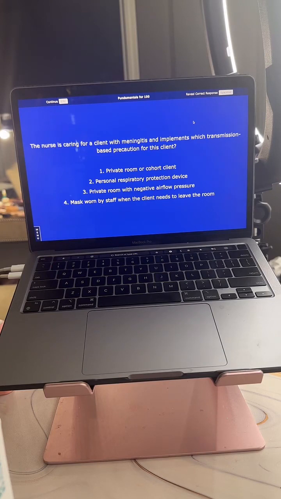What is our answer? We have a client with a diagnosis of meningitis. So which transmission-based precaution is going to be appropriate for a client with meningitis? Tell me what answer you get.